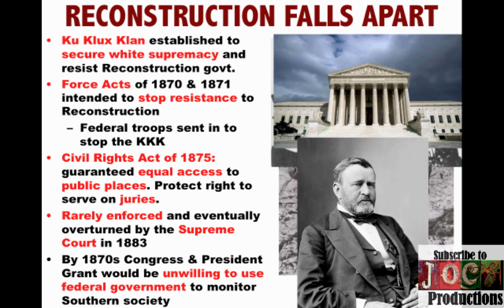And by the mid to late 1870s, Congress and the President, even Republicans in the North, are going to be unwilling to use the federal government's power to monitor Southern society. And as a result, Reconstruction is slowly going to come to an end. And finally, the end of it will be following the election of 1876 with the Compromise of 1877. We'll cover that in another video.